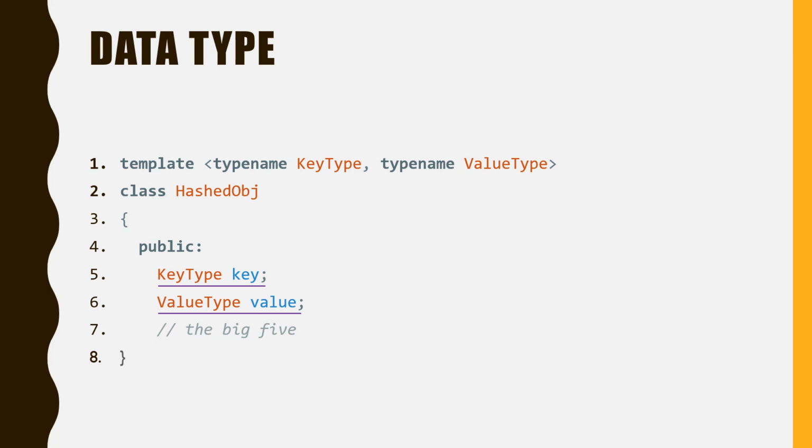We first define a template class named hashedObject, which is used to bind the key and the value together. From lines 5 and 6, we can see that the key and value can take any types. The implementations of the big five, such as the constructor, destructor, and assignment operators, are omitted right here. The default behaviors of these functions will most likely do the job. Each hashed object is treated as a record and stored in the hash table.